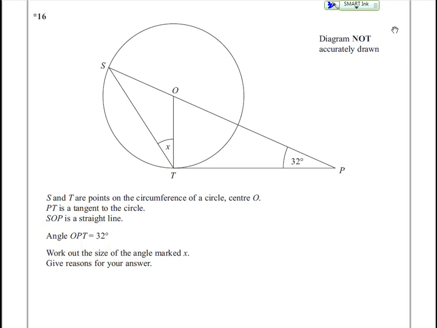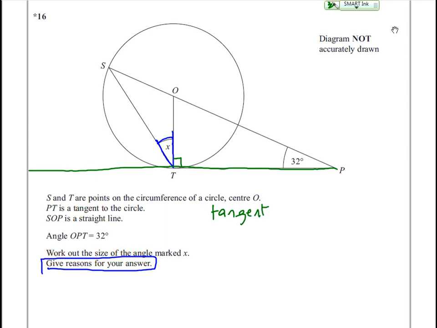Question 16. It's a circle theorem question. So you have to find the size of the angle marked x, which is here, and you have to give reasons for each stage of your working out. Give reasons for your answer. So, one thing we should know, if we've got a tangent to a circle, it meets the radius at 90 degrees. So we can write that down. Tangent meets radius at 90 degrees.